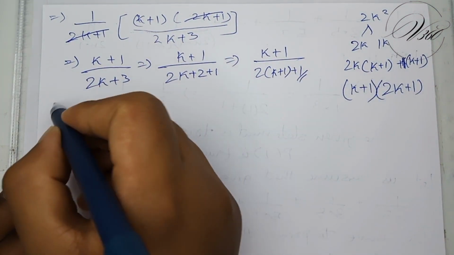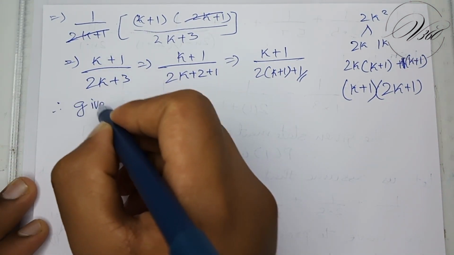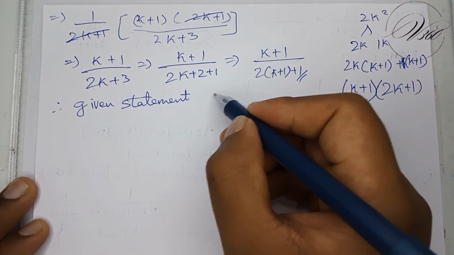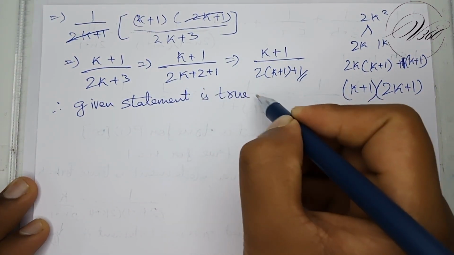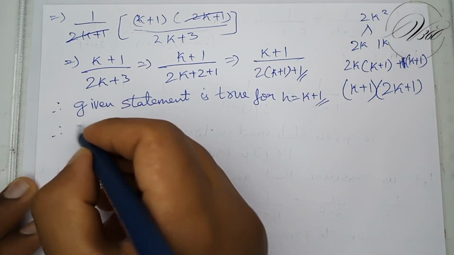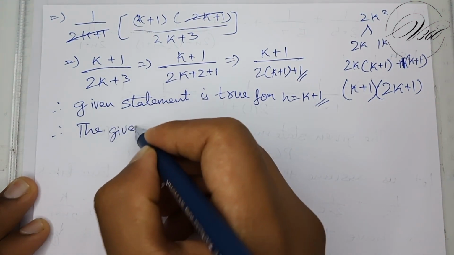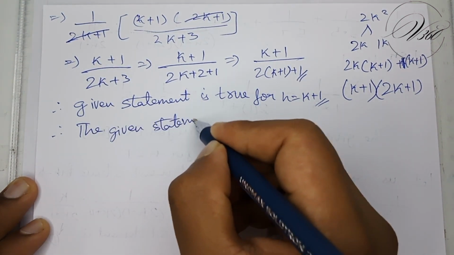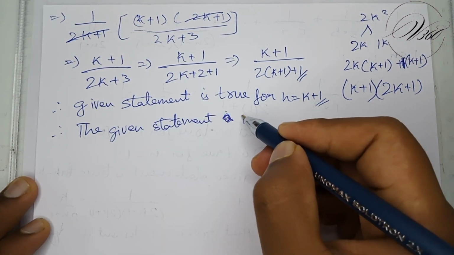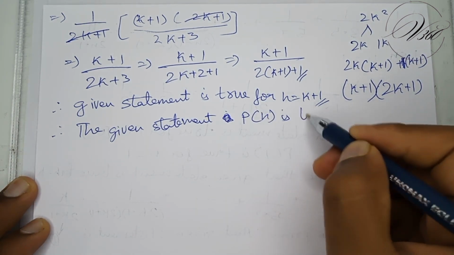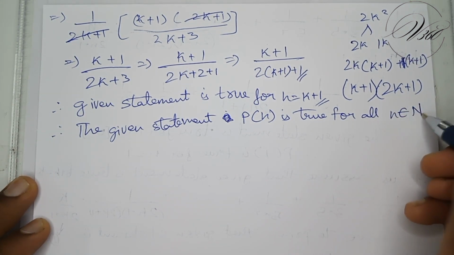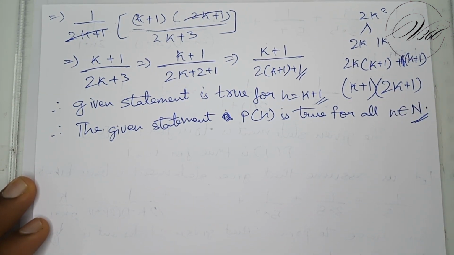Now this is the answer. Therefore, given statement is true for n is equals to k plus 1, and therefore the given statement, sorry, I will write here, P of n is true for all n belongs to natural numbers. So this is the answer for the third question.